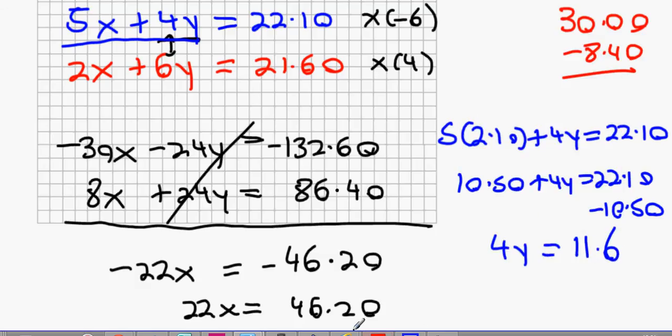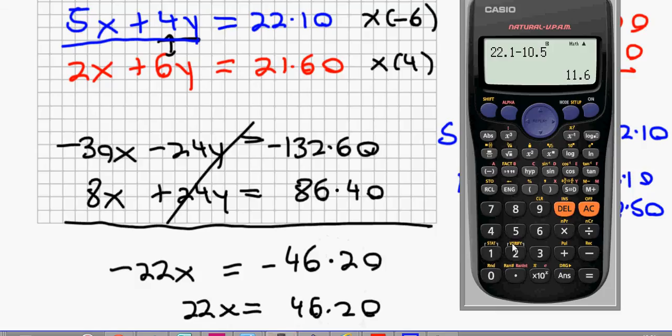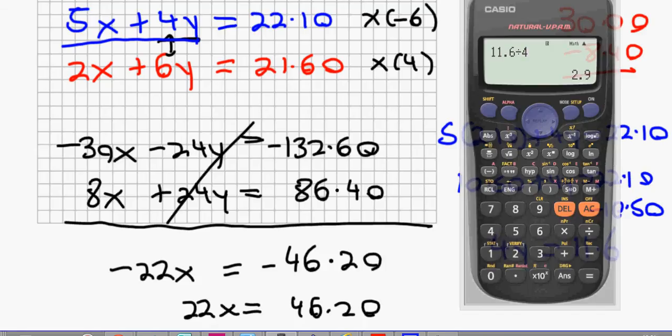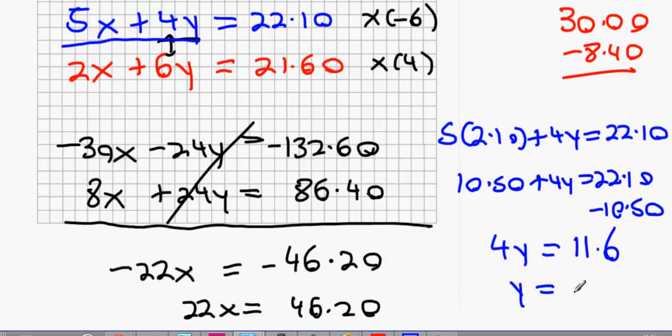Now we're going to divide 11.6 by 4. And what we get is the van charge is €2.9 or €2.90. Okay guys.